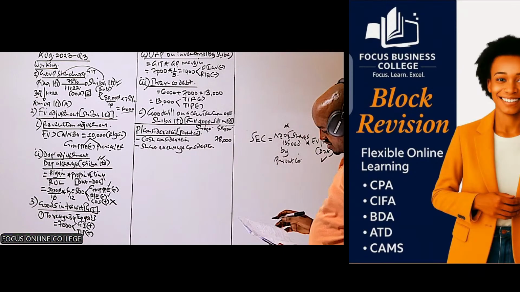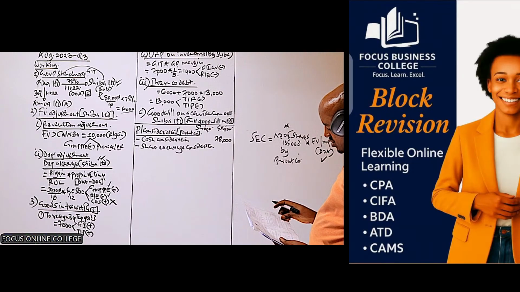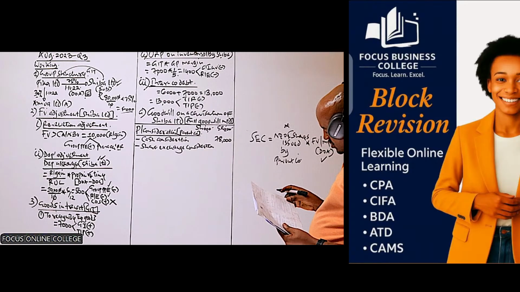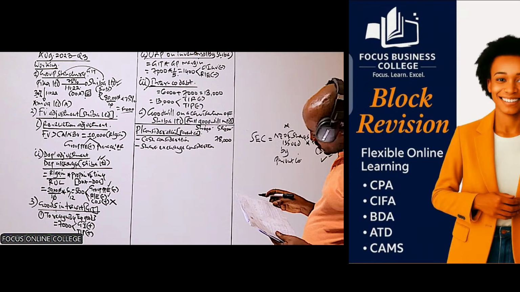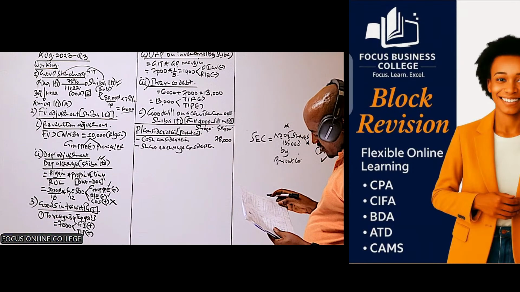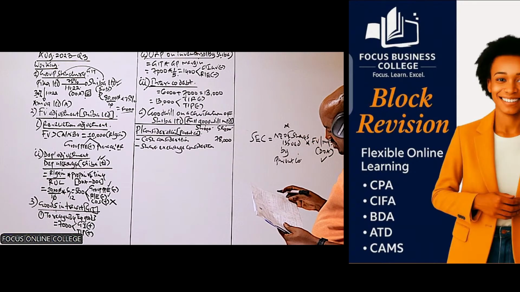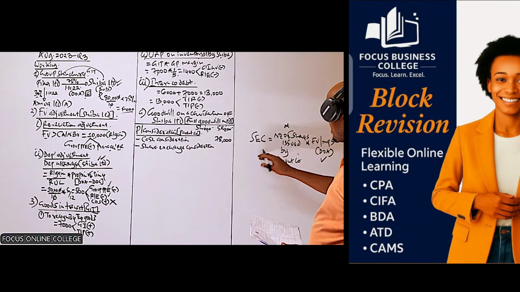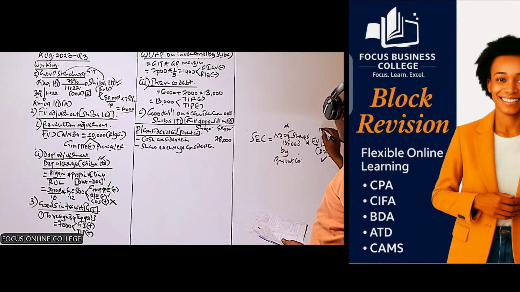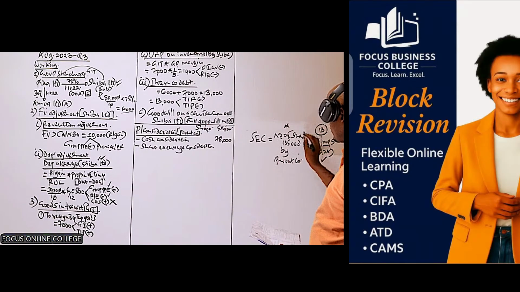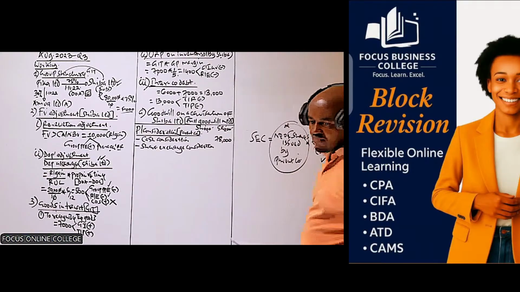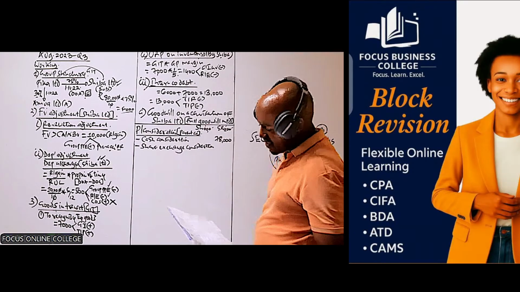In point number 2, we are told the fair value of Pika Limited shares was shillings 13 per share on the date of acquisition. So the shares of the parent company on the date of acquisition, they had a market price or a fair value of shillings 13. That one is already given. So what we need to do is to determine this. How many shares were issued by the parent company to pay the purchase consideration?